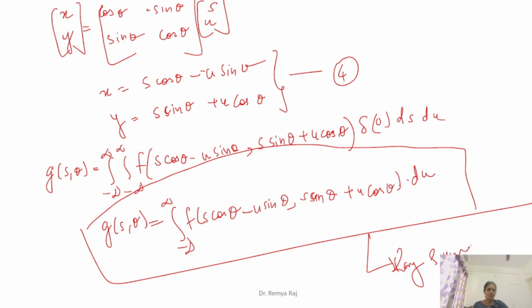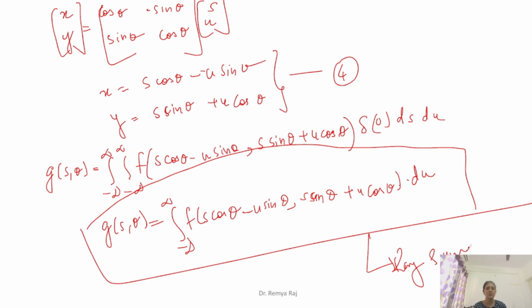So now we have the equation of one projection, that is g of s comma theta. How are we getting this projection? We get it in such a way that the X-ray beam passes at a distance s from the origin with an angle theta. That is why we are getting this projection g of s comma theta.